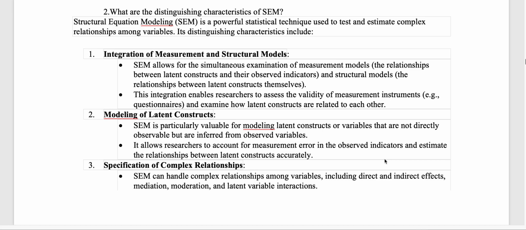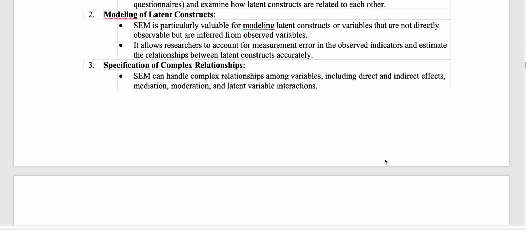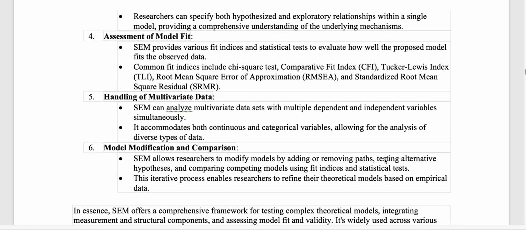Number 3, specification of complex relationships. Structural equation modeling can handle complex relationships among variables, including direct and indirect effects, mediation, moderation, and latent variable interactions. Researchers can specify both hypothesized and exploratory relationships within a single model, providing a comprehensive understanding of the underlying mechanisms.